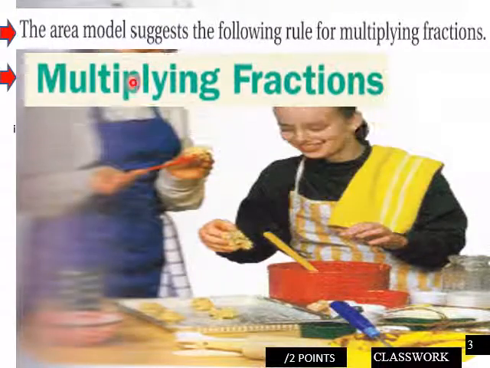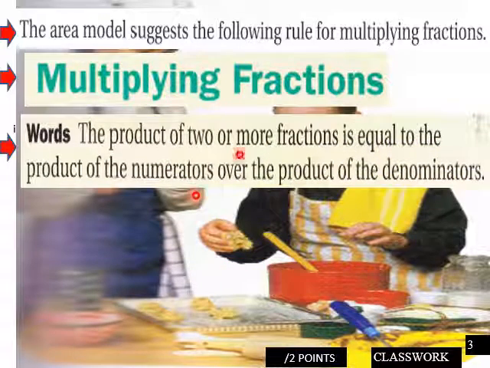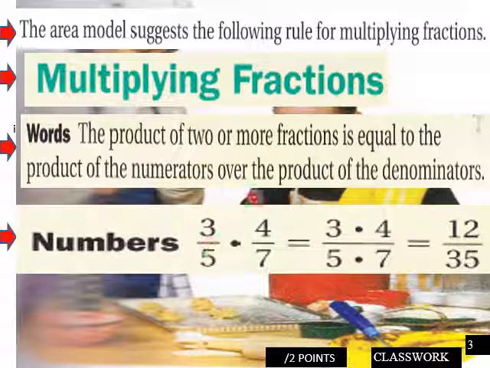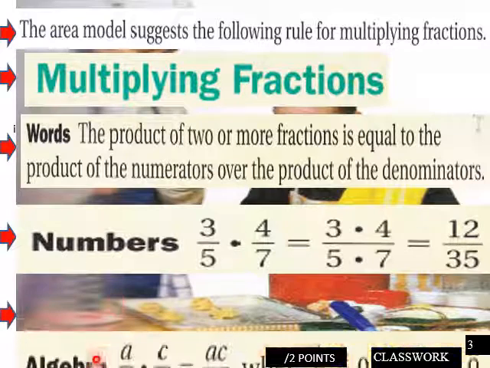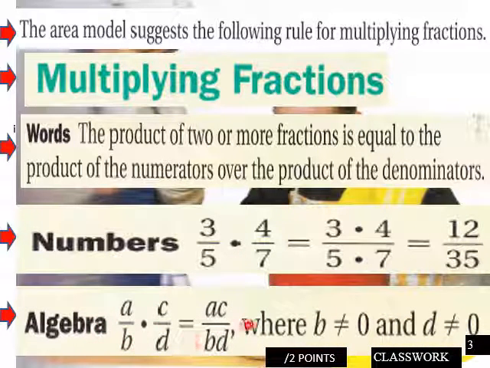The area model suggests the following rule for multiplying fractions. The product of two or more fractions is equal to the product of the numerators over the product of the denominators. So 3/5 times 4 over 7 would equal 12 over 35 by just multiplying straight across. The algebra is here, AC over BD, where B and D cannot be 0.